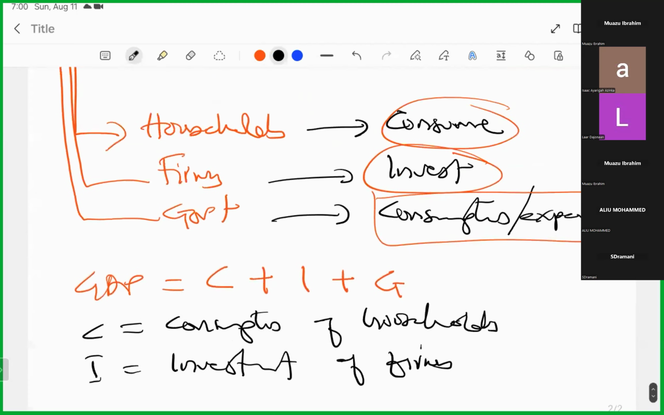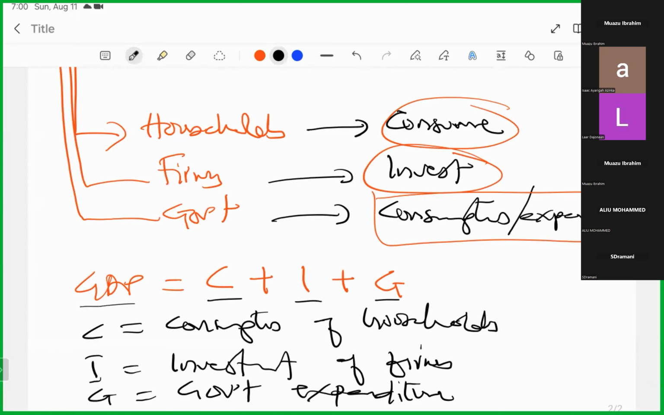G is the government expenditure. So when you add consumption to investment to government consumption, you will get what is called the GDP.